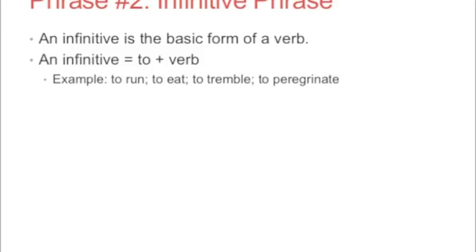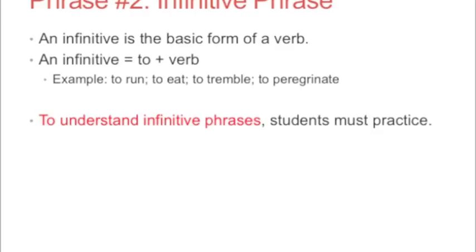Now this can get a little tricky because to is also a preposition. So don't get thrown off here. So an infinitive phrase is to plus a verb, and then maybe even some other words. So to run, to eat, to tremble, to peregrinate, which means to walk around. So there's a whole host of infinitive phrases, right? Because there are just countless verbs in the English language. So here are some examples of how infinitive phrases work and how they form different parts of sentences.